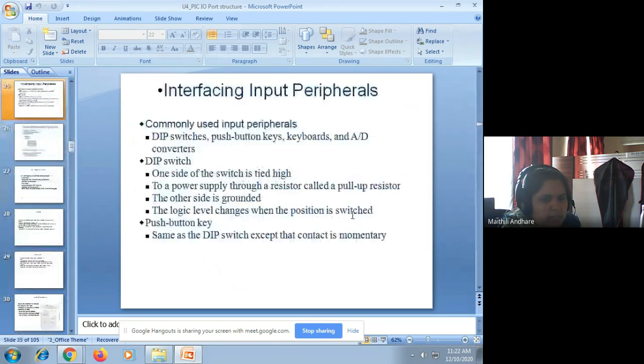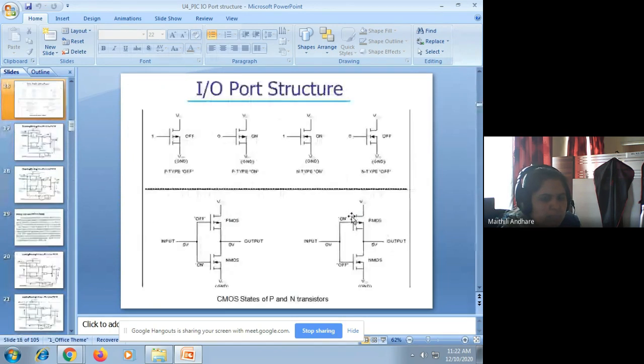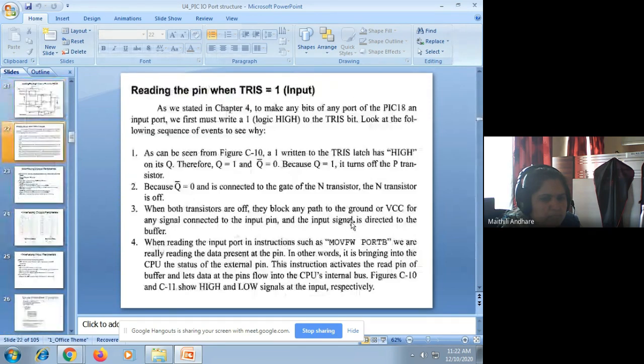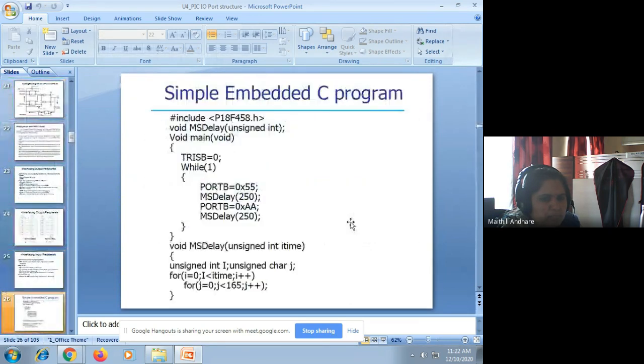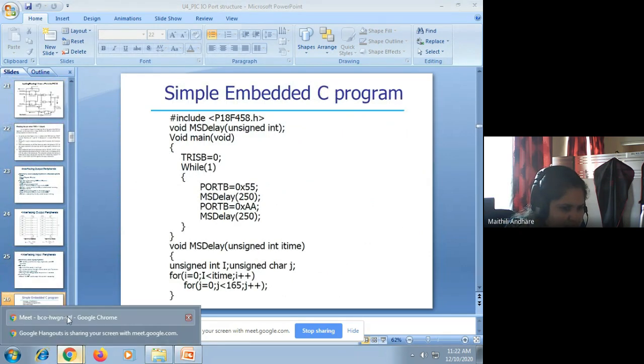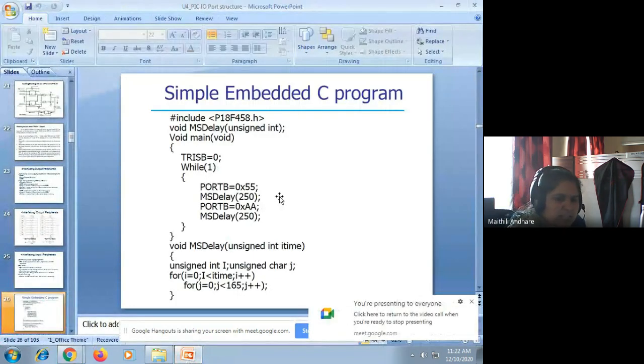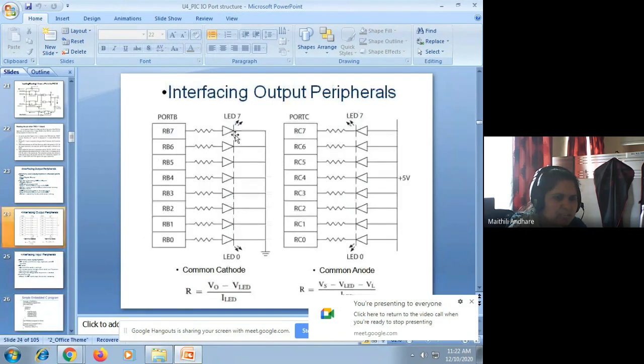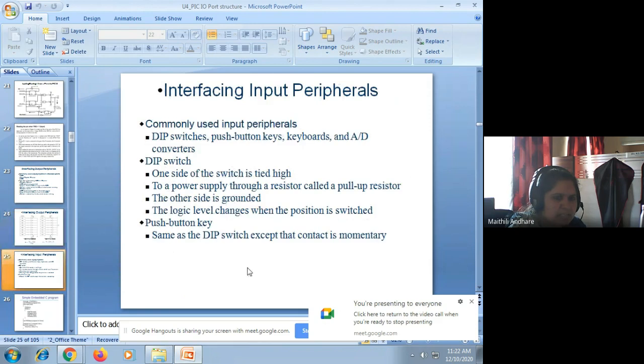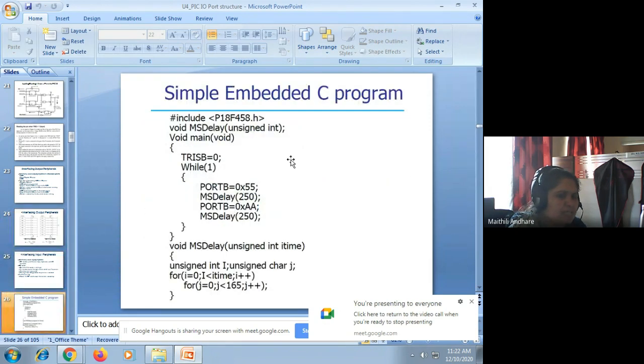And we have seen one simple program. So I have explained this code now. If you understand this code, you can understand the remaining course. So very simple, simple LED interfacing. So this is the diagram. LEDs are connected to PORTB. Then the register value calculation, and that's why I use PORTB, TRISB.